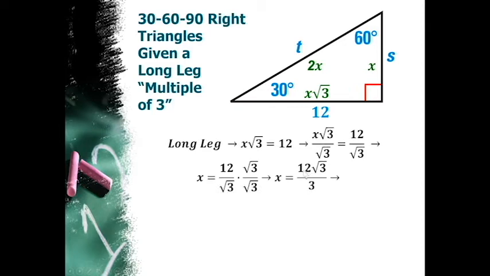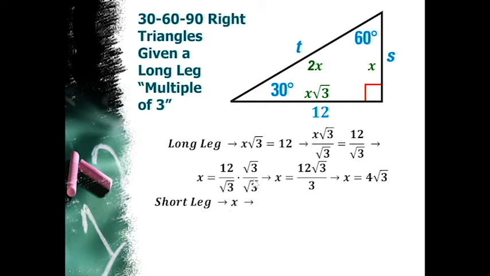This is something we can simplify. We can divide number with number. So 12 divided by 3 simplifies down to a single 4, and that's where I got the 4 root 3 for that missing side up here. So S is 4 root 3.